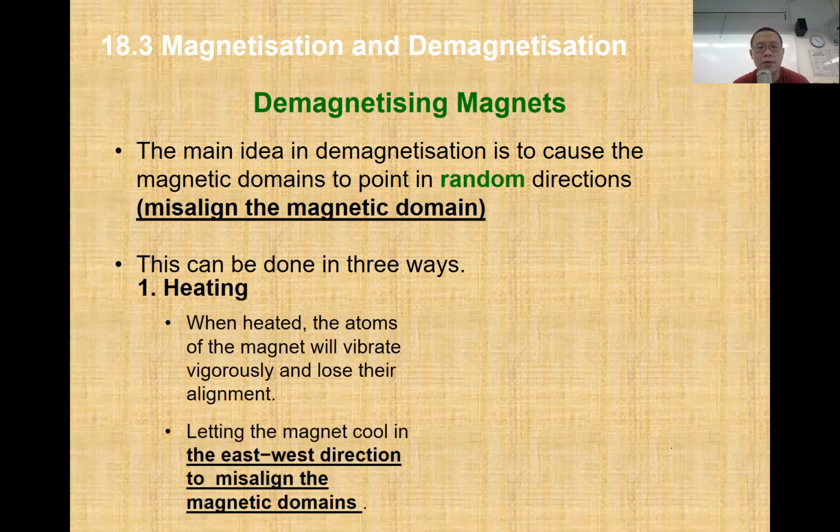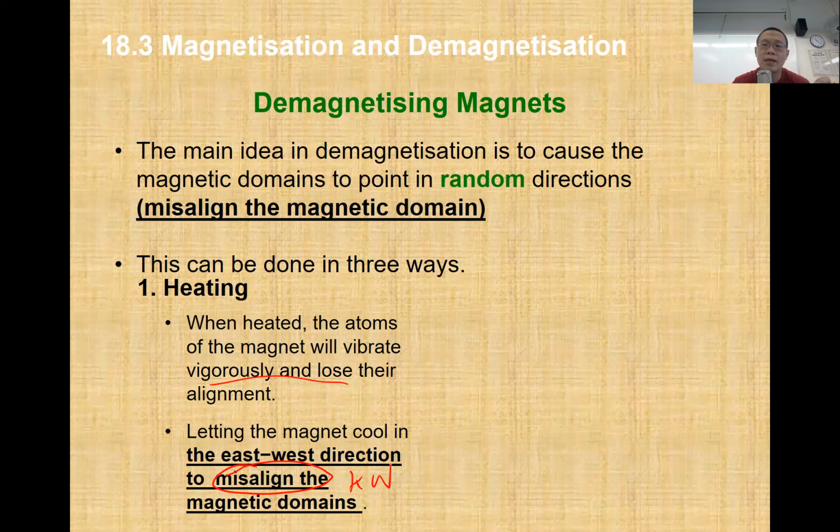One way is by heating. When you heat up the metal bar, the domains of the atoms will gain energy and vibrate vigorously. Because of that, you will be able to misalign the magnetic domains. So this is what we mean by the keywords. The idea of demagnetizing is to misalign the domains, causing them to point randomly. And when they point randomly, the magnetic effect will be cancelled out.